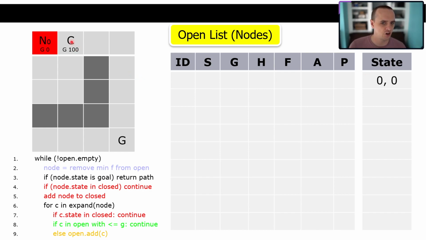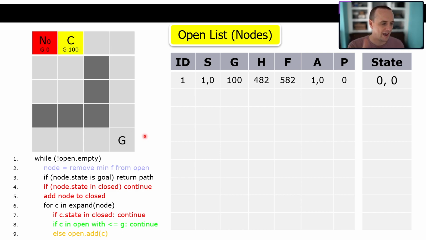So here is the first child, okay? This child is going to have a G cost of 100 because to get there from the first node, we go to the right. And of course, up, down, left, and right have a cost of 100. So it's the parent state's G cost plus 100 to get the child state's G cost. So we look at this child and we say, is the state of that child in the closed list? No, it's not. So we keep going. Is there a node in the open list with the same state as this child with a lesser G value? No, the open list is currently blank, so we keep going.